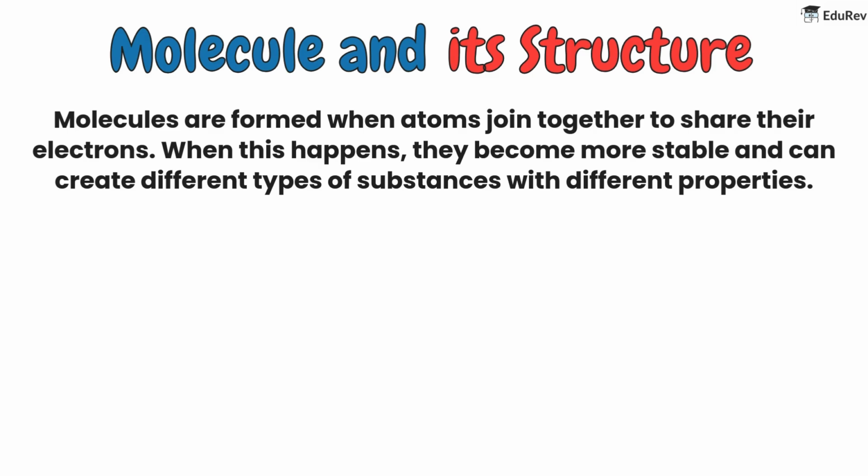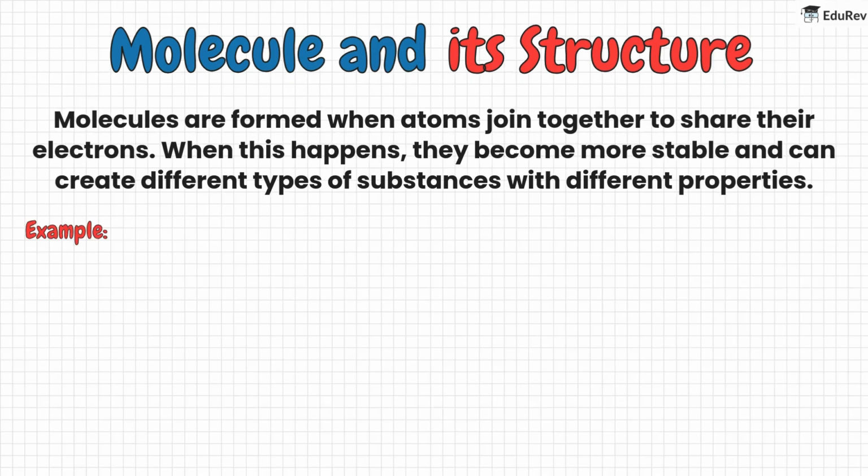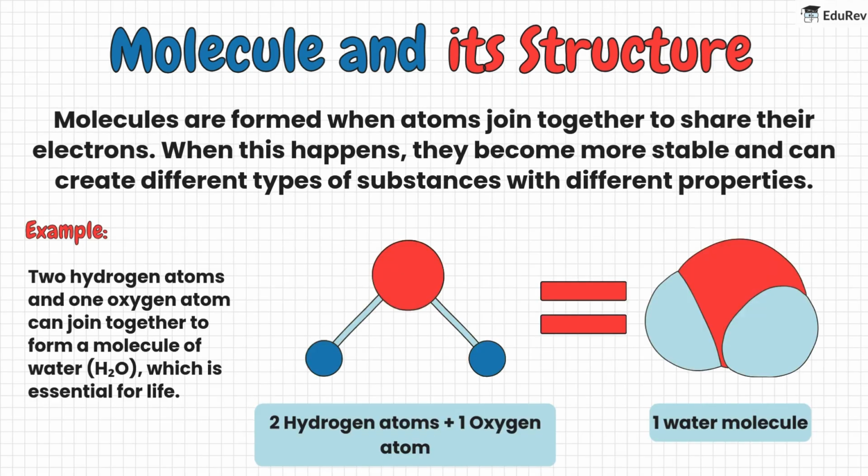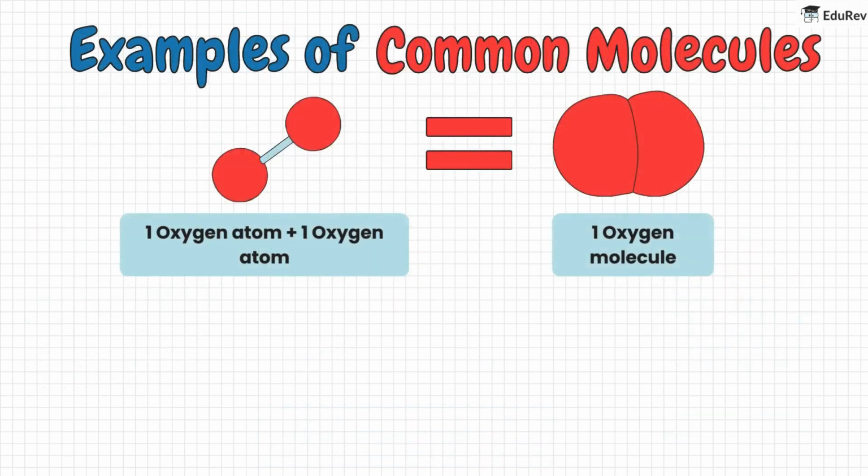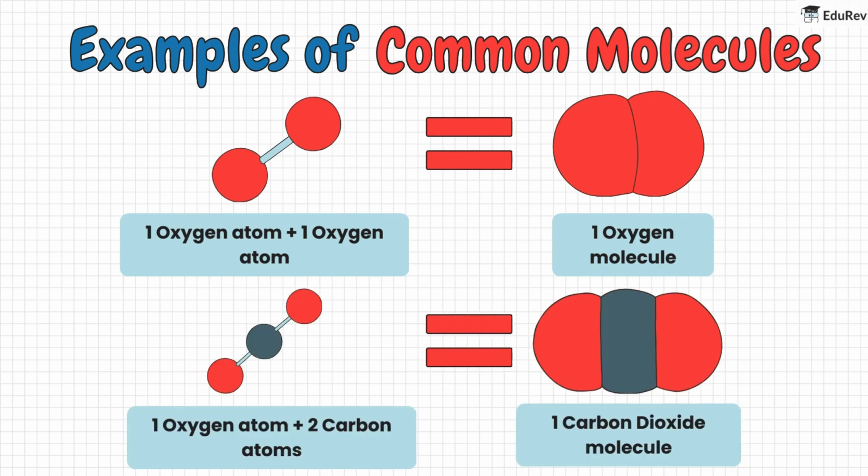For example, 2 hydrogen atoms and 1 oxygen atom can join together to form a molecule of water, which is essential for life. 1 oxygen atom and another oxygen atom combine to form 1 oxygen molecule. 2 oxygen atoms and 1 carbon atom combine to form 1 carbon dioxide molecule.